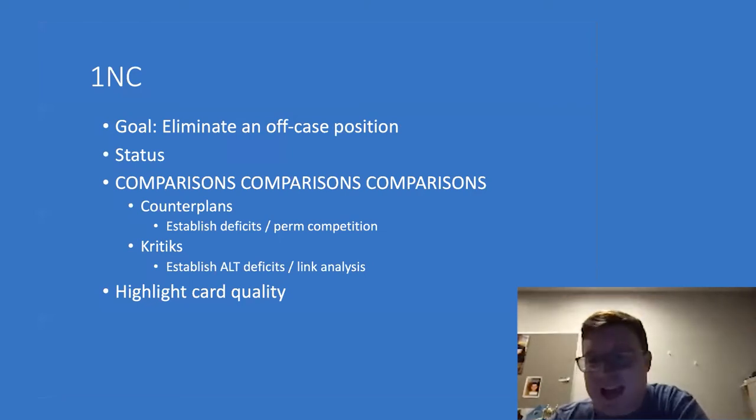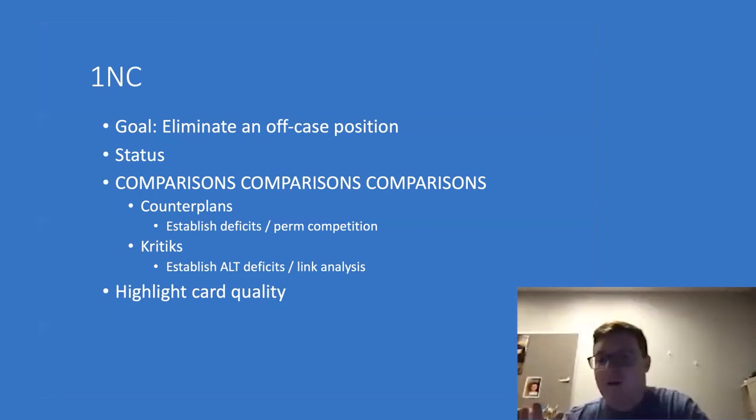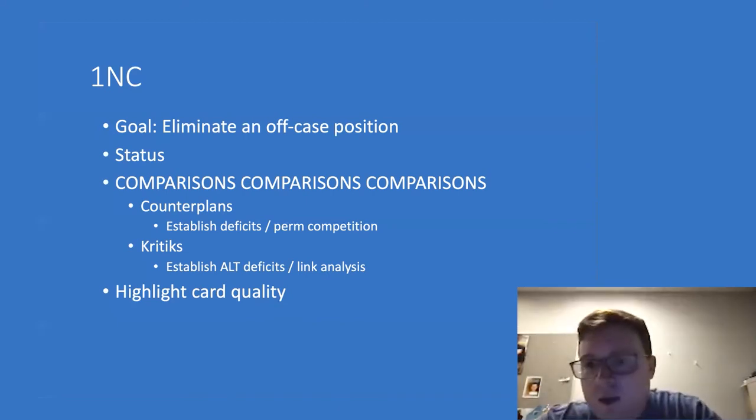You should always ask the status at the beginning, just so that you can identify conditionality or if there are going to be those weirdos that do dispo the one time. Obviously you're going to be doing that. And then the majority of your 1NC cross-ex should be done on making comparisons. So comparisons, comparisons, comparisons. What do I mean by that? Well, comparisons are things you can do to establish deficits and perms against counterplans and critiques.